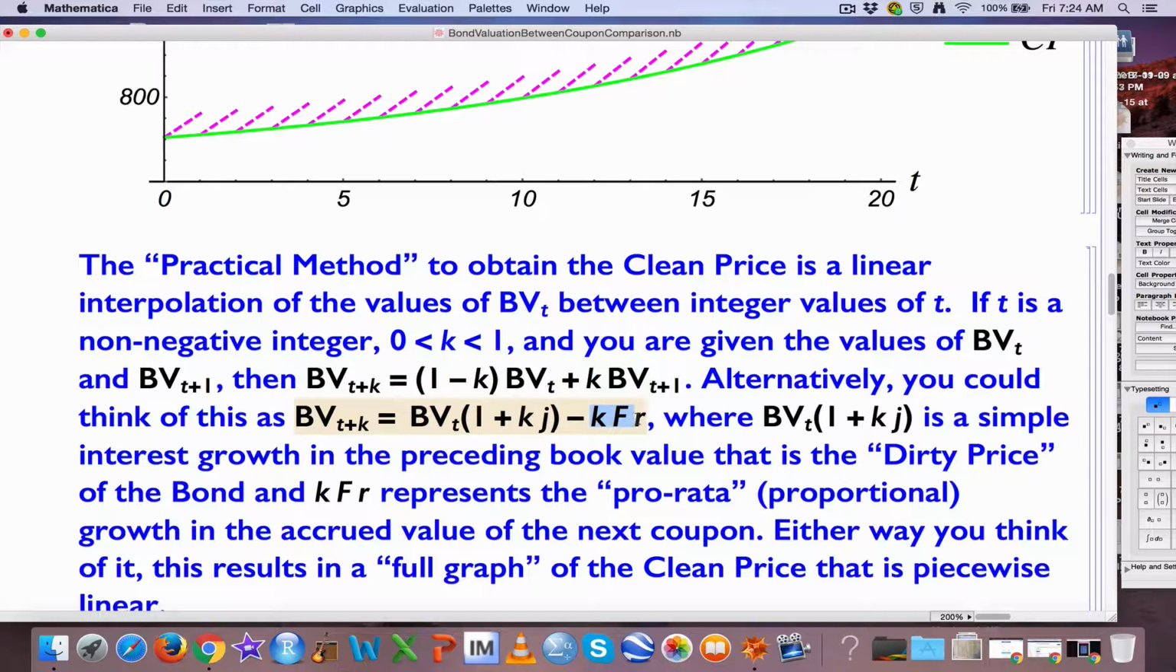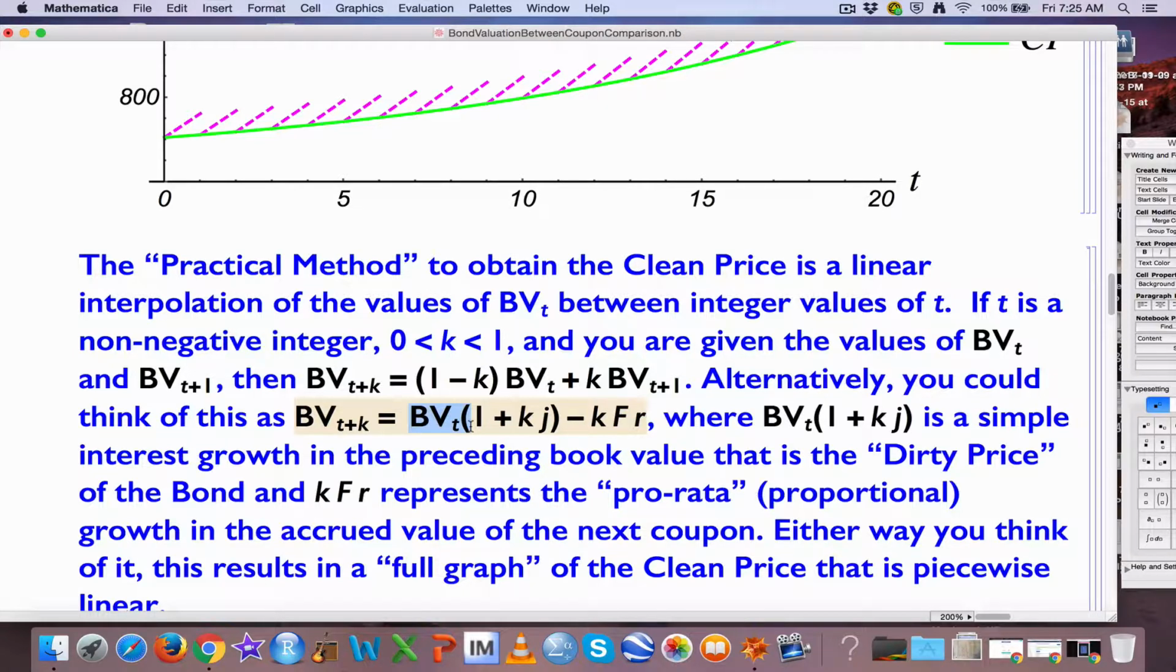This is the accrued coupon. It's a simpler pro rata growth, it's called, proportional growth in the accrued value of the next coupon. You can just see it's proportional to k. When k is 0, it's 0. When k is 1, it's f times r. And in between values of k, like 0.6, it's that percentage of f times r.